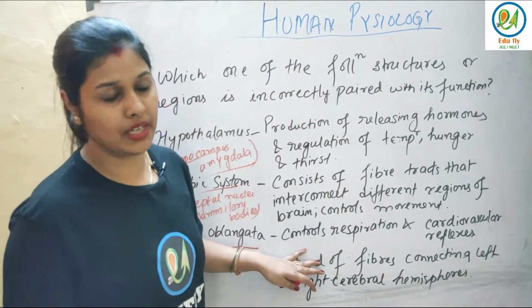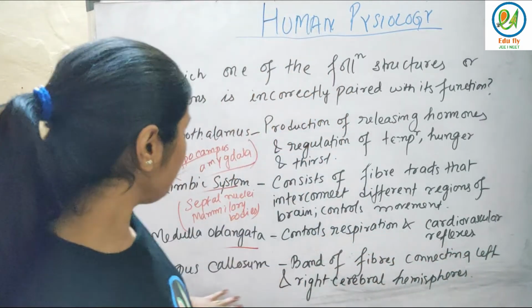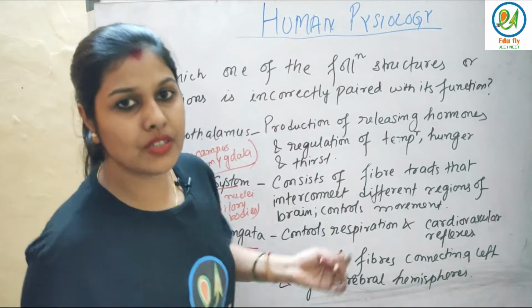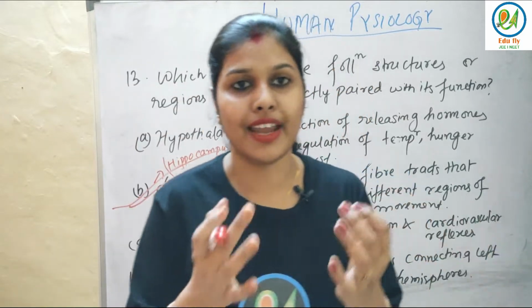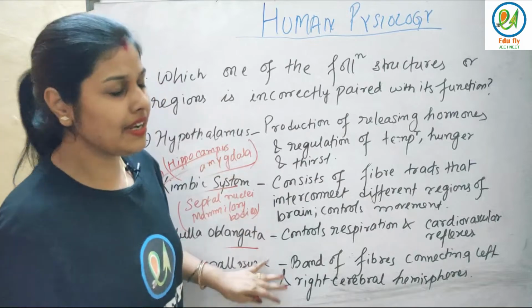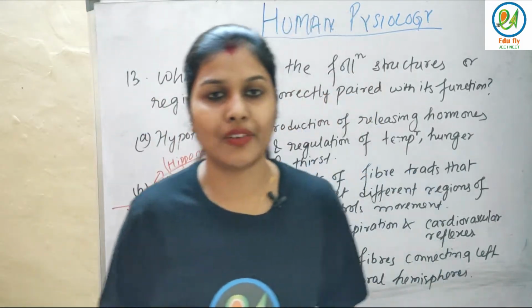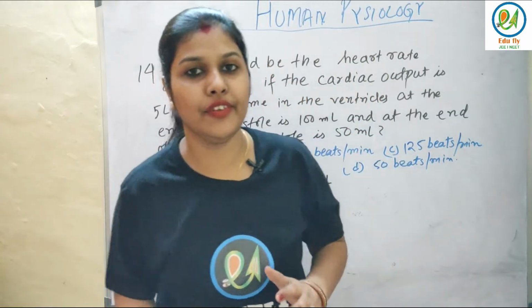Next is medulla oblongata. Medulla oblongata controls respiration and cardiovascular reflexes. This is the right one. Corpus callosum, I have told you, connects both the left and right cerebral hemispheres. Done. So this is a very beautiful question. These 3 are right and this is the wrong one. Limbic system, I have told you the functions. So now let's see the next question.